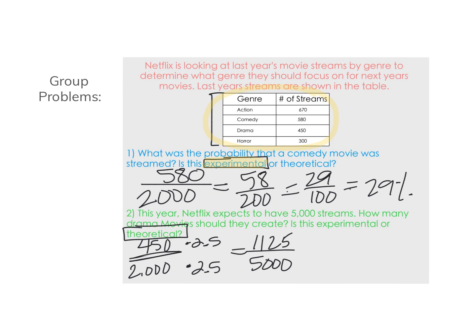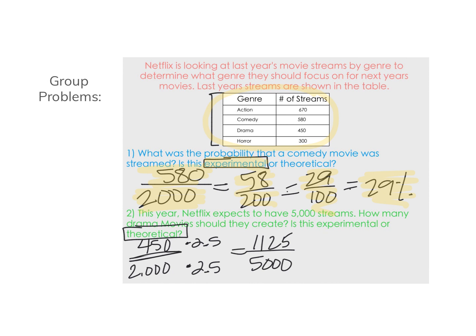And I added them all up and I got 2,000 total streams. And there were 580 comedies. So I simplified that down to 58/200ths and 29/100ths, and that was 29%. This year, Netflix expects to have 5,000 streams. How many drama movies should they create?